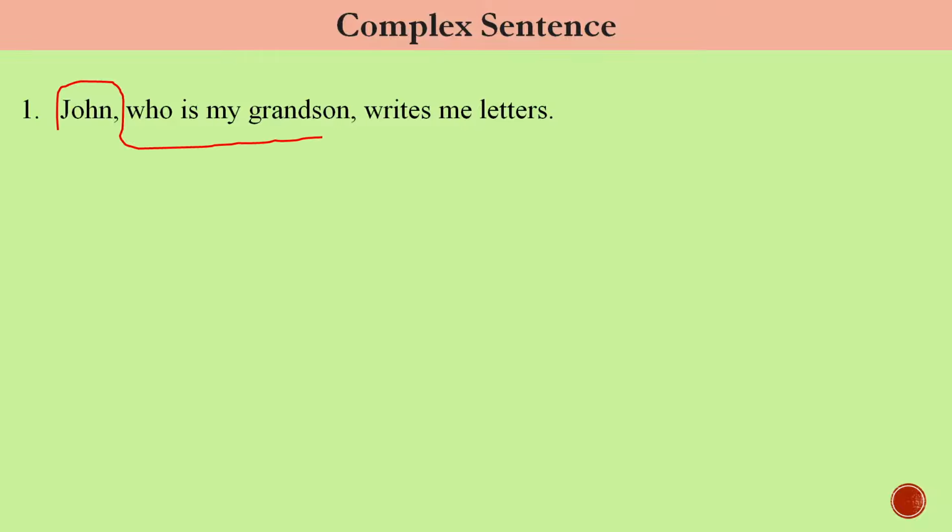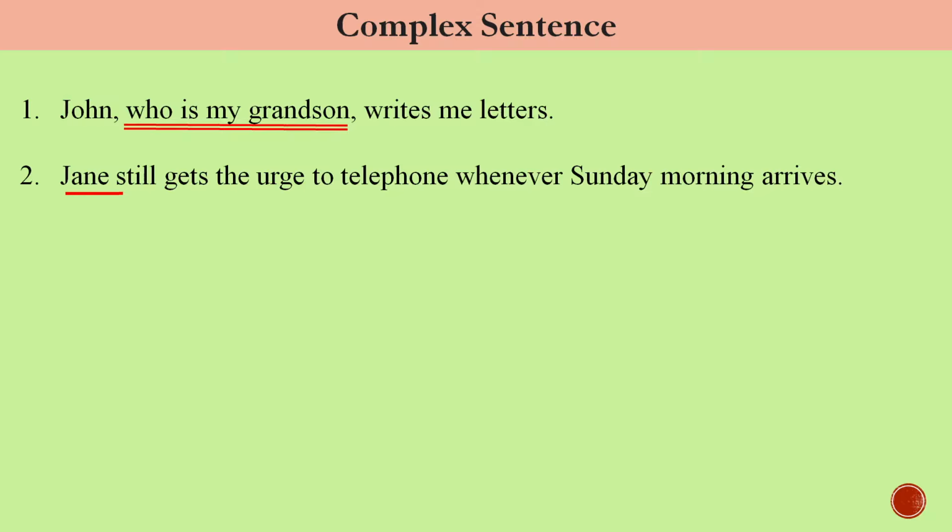So let's move on to complex sentences. John, who is my grandson, writes me letters. So here we have an independent clause, that is, John writes me letters. And in between we have who is my grandson, which is a dependent clause, or let's say a subordinate clause. You see here there is no FANBOYS conjunction. So this is a complex sentence. Similarly, in the second sentence, Jen still gets the urge to telephone. This is the independent clause, and the remaining part is the dependent one. So we have independent and dependent. So this is also a complex sentence.